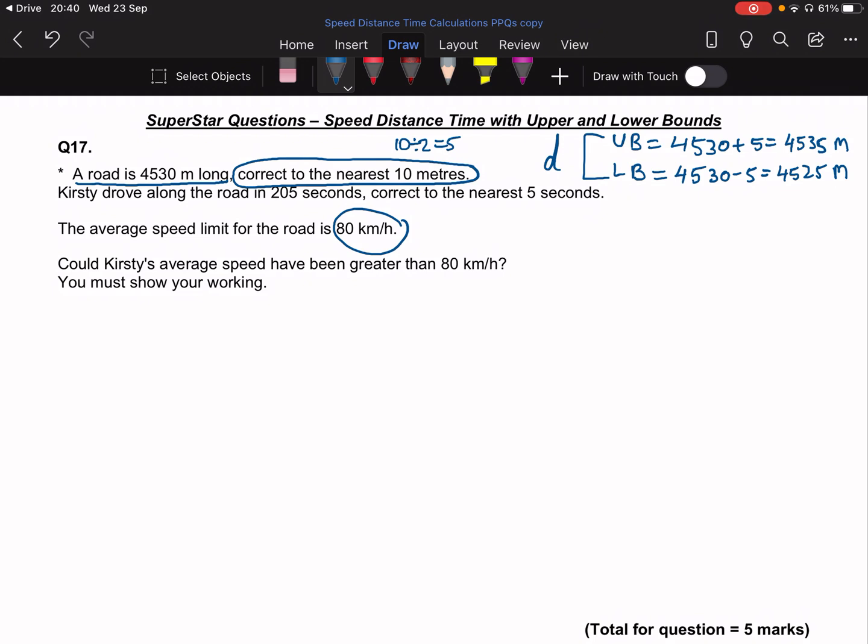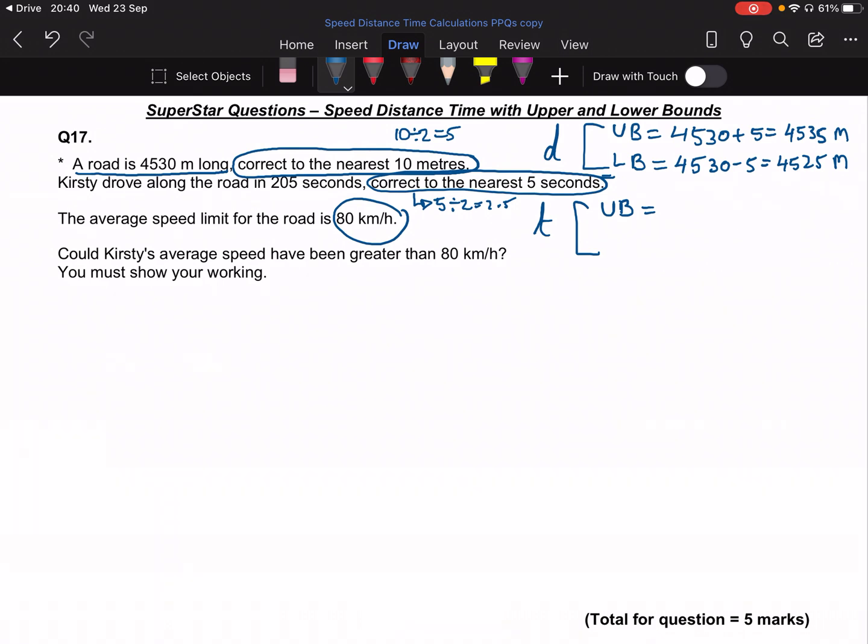All right, so before we do that, I would like us to finish doing the time here, the upper and lower bound for time. So for the upper bound, remember, we have to check the degree of accuracy they want, correct to the nearest 5. We divide it by 2. So 5 divided by 2. Obviously, you don't have to write this step. You can skip directly to the upper bound is and the lower bound is. You can do this division and addition in your head. So the upper bound for time is going to be 205 plus 2.5. That's 207.5. And the lower bound for time, we take the same number away. So 205 minus 2.5 is 202.5.